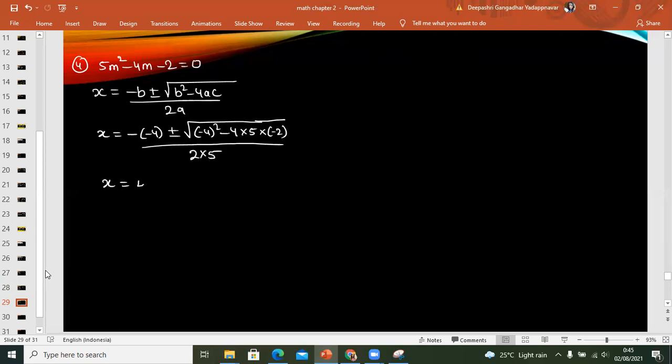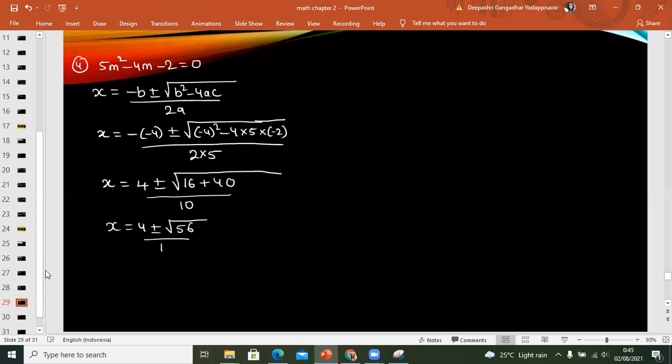X equals positive 4, negative times negative is positive, plus or minus, negative 4 times negative 4 gives you positive 16. Negative times negative becomes positive. 4 times 5 is 20. 20 times 2 is 40. And next, 2 times 5 is 10. X equals 4 plus or minus, addition of 16 plus 40 is 56.